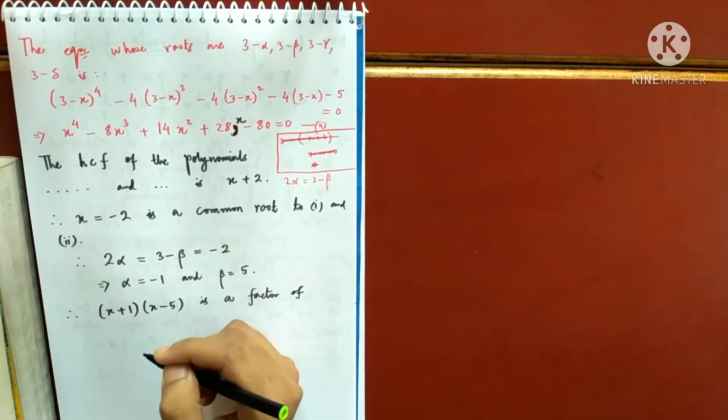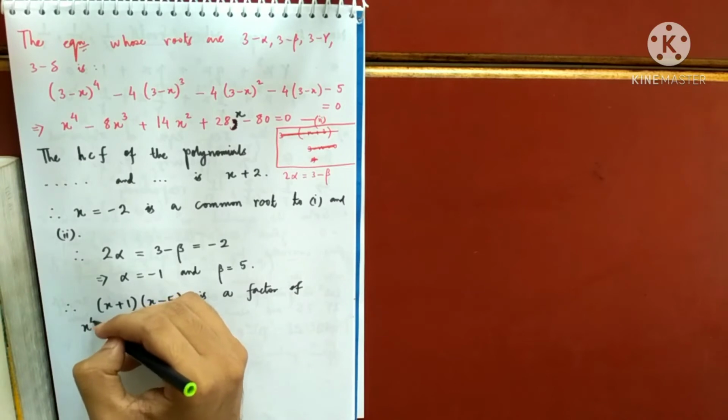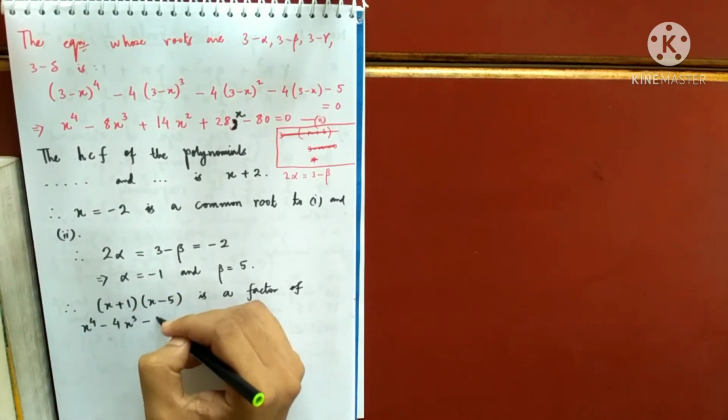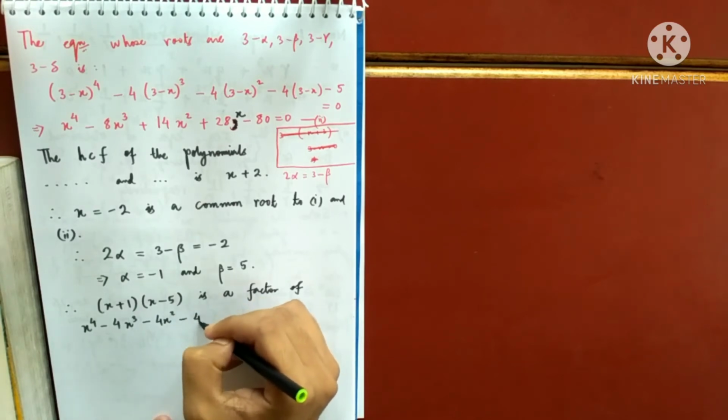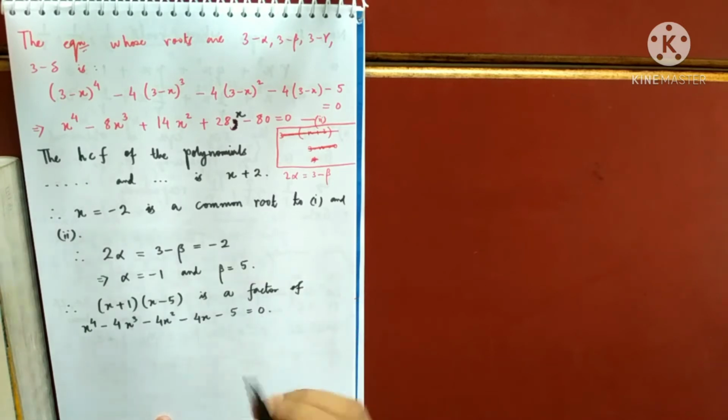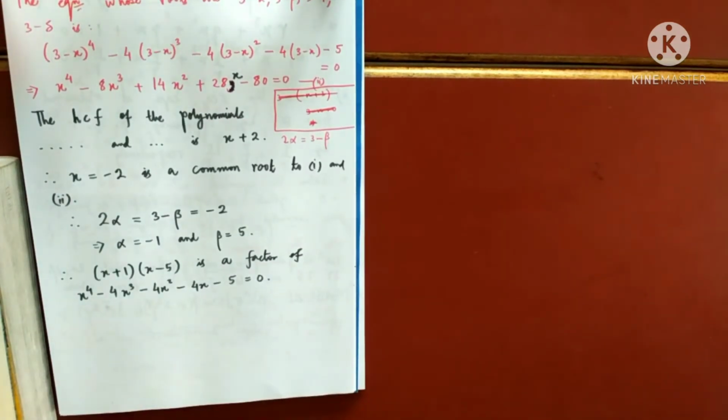of x to the power 4. What was the original equation? Minus 4x cubed minus 4x square minus 4x minus 5 equals 0. Okay, so we are almost done.